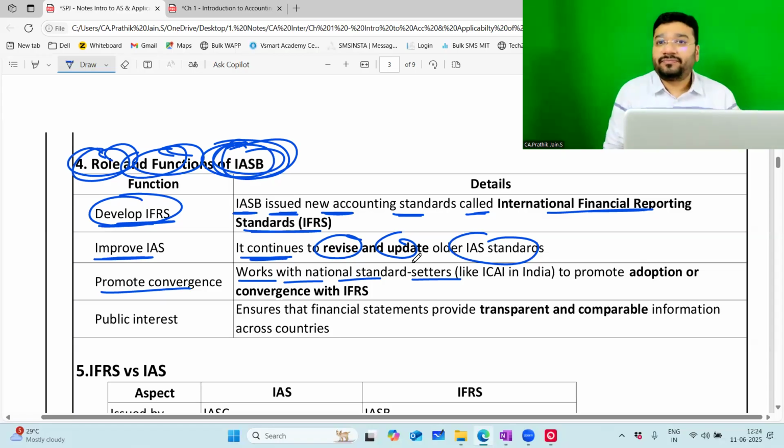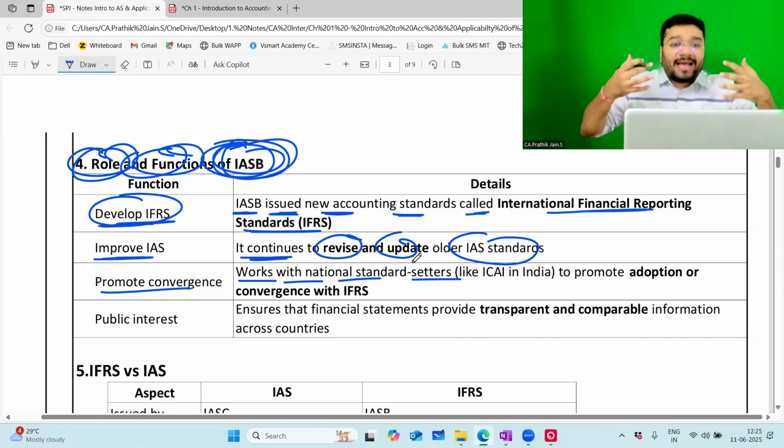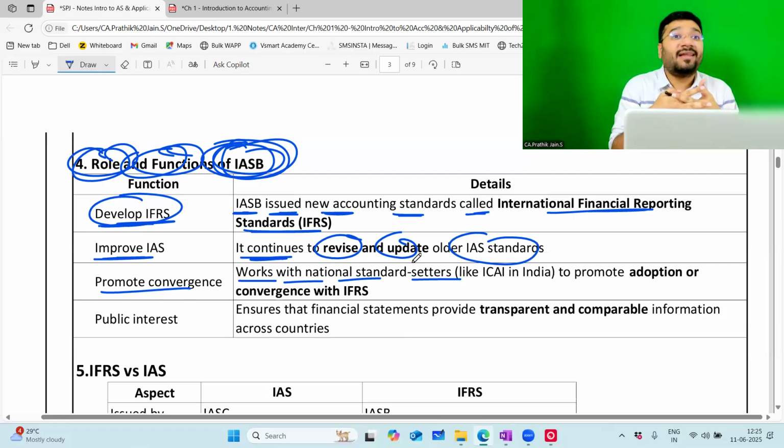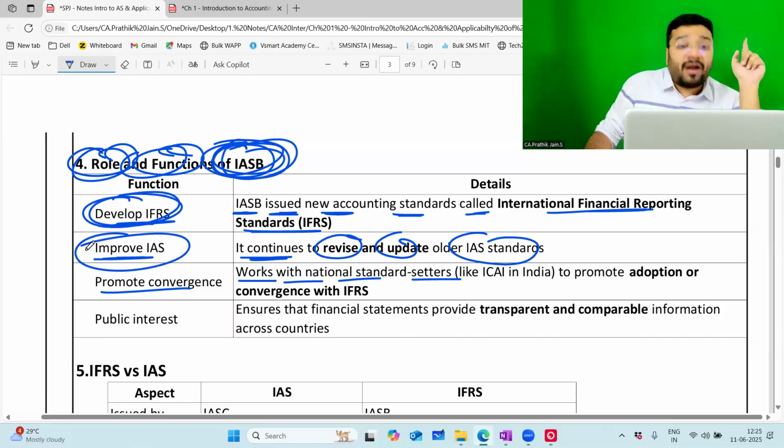But we were brainy people. We said no, we will not adopt your IFRS as it is. What will we do? We'll first try to understand your IFRS. Who said this? ICAI said this. We will take some points from it, and whatever points we take, I will implement, because that is what suits the rules and regulations of the country. So we will not adopt as it is. We will converge. What is convergence? In depth, I'll discuss in the next few minutes. So apart from developing IFRS and improving IAS, one more function of IASB was to promote convergence or adoption.